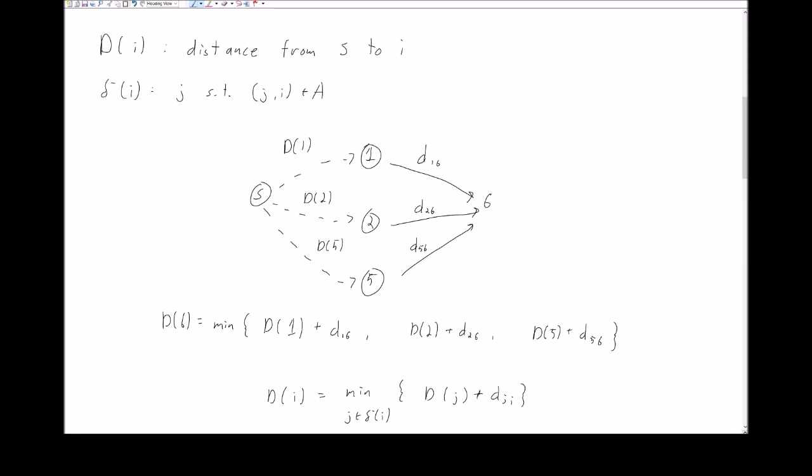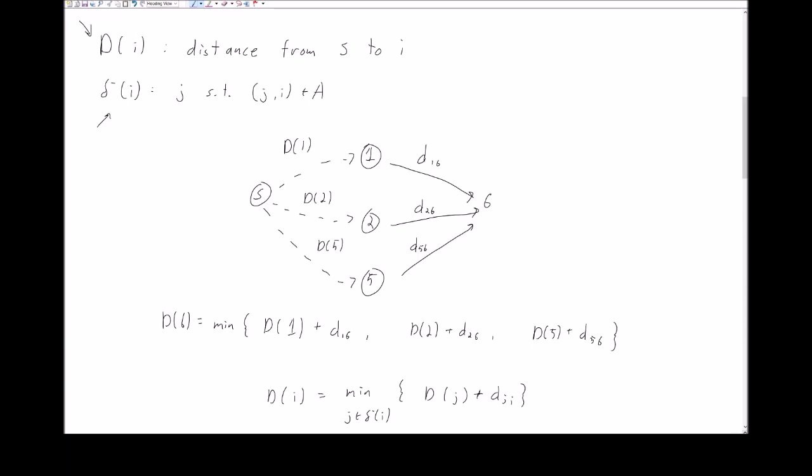Remember the three ingredients that we need to set up a dynamic program. First, we need to identify a set of subproblems. Then we need to identify a function that can compose these subproblems into solutions to larger problems. And finally, we need to find the smallest subproblems and find the value of the solution for them. In this case, our subproblem is going to be the distance from S to I, which we're going to call capital D of I. We're going to need a small piece of notation to define our function. This piece of notation is going to be delta minus I. This is the set of all arcs that are directed into I.